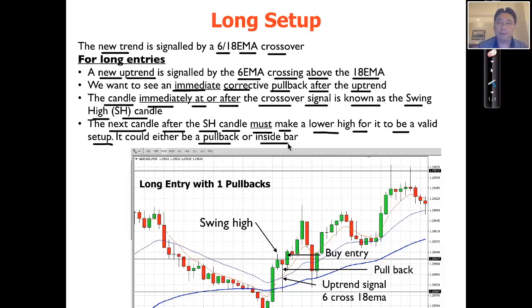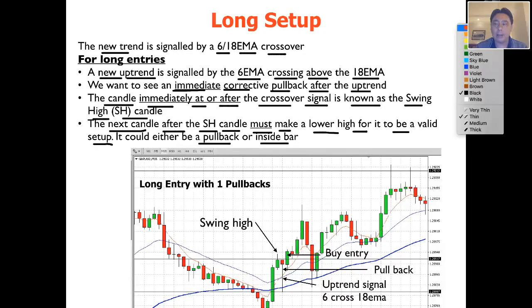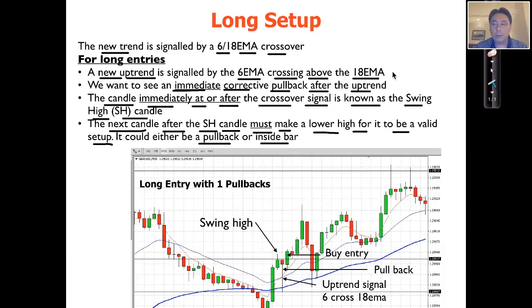Now, let me draw it up for you so you can better understand. So what I'm saying is, we want to see the 6 moving average, right? There's a 6 EMA crossing above the 18 EMA. So that is the signal of a new uptrend, right?